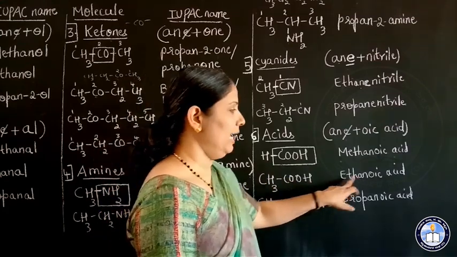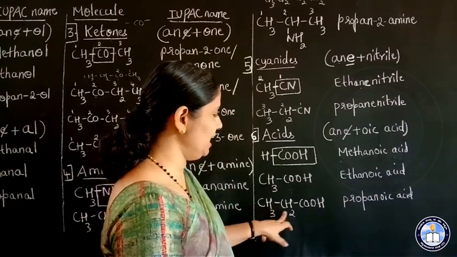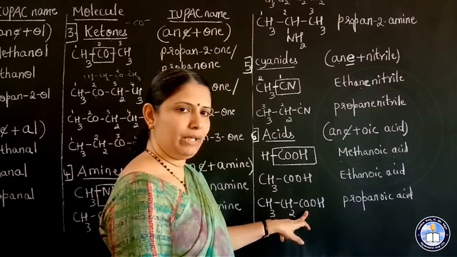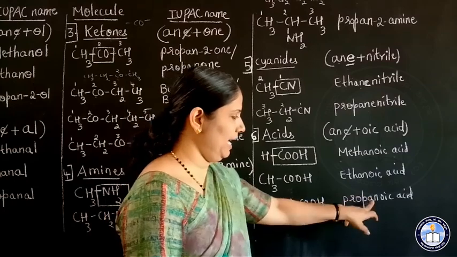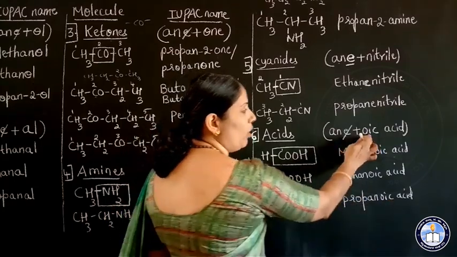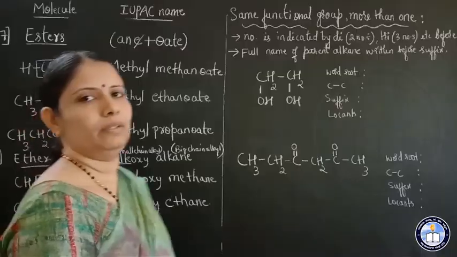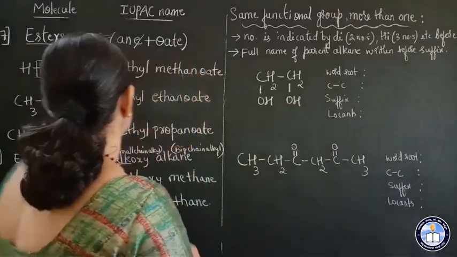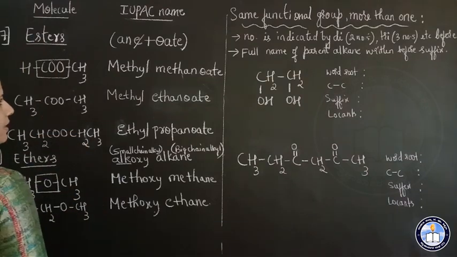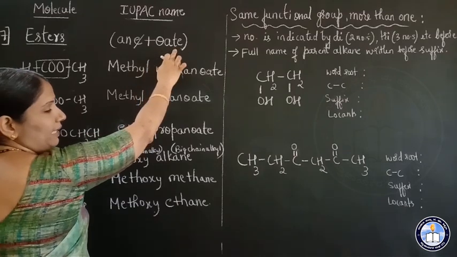So ethanoic acid. 3 carbon atoms here, CH3, CH2, COOH. Between the carbon atoms, AN, E is replaced by oic acid, propanoic acid. Between oic and acid, you have to leave a space. It is not continuous. Now, esters. So, COO is the functional group for esters. See here in this case, oate is the suffix, OAT, oate we say.